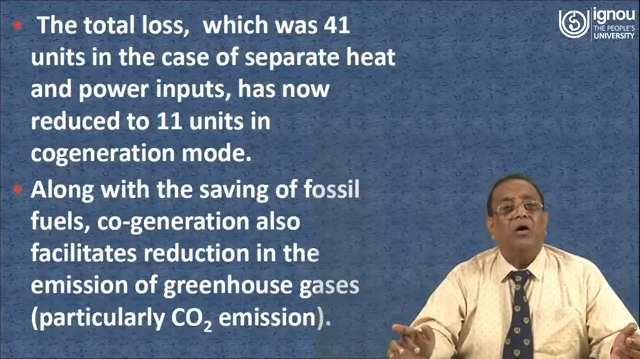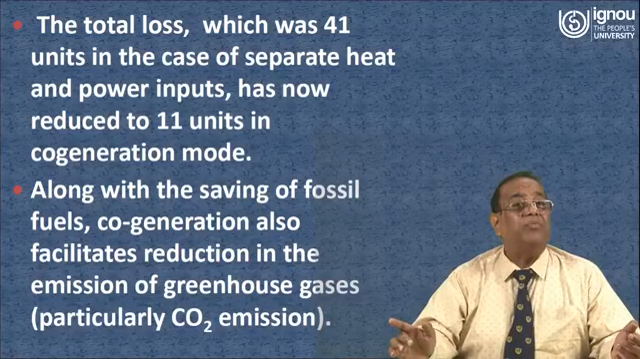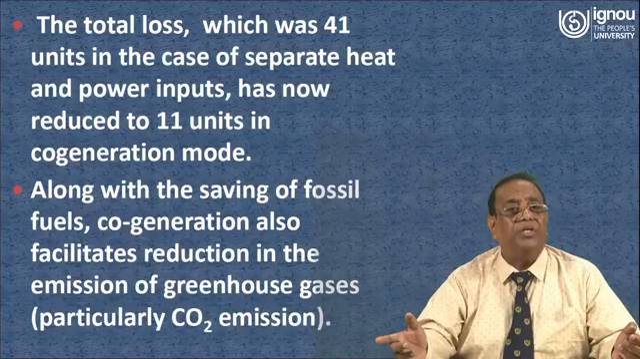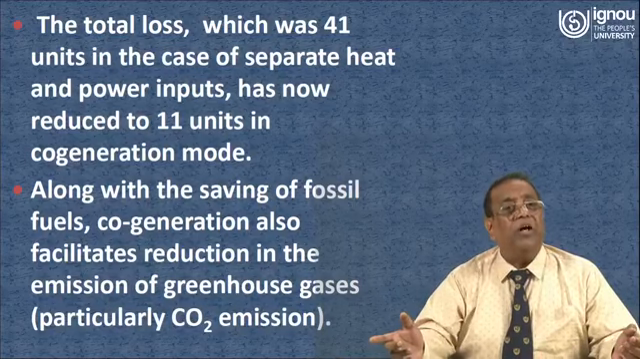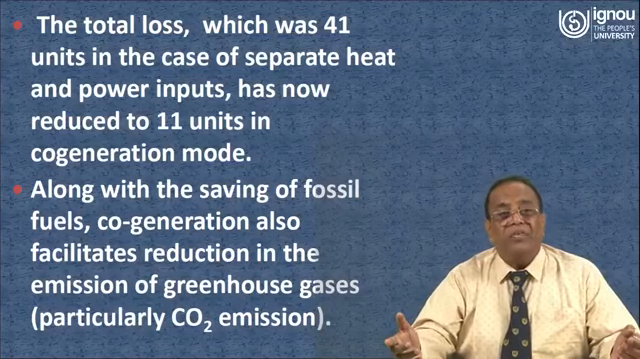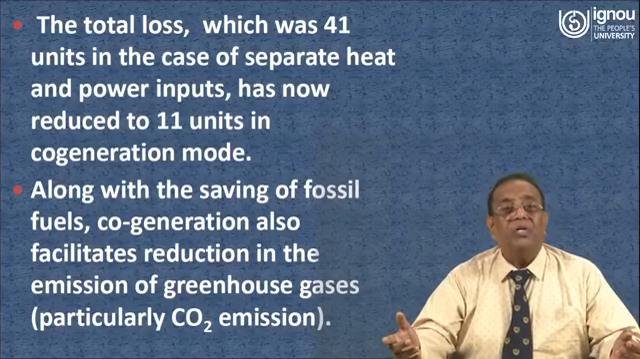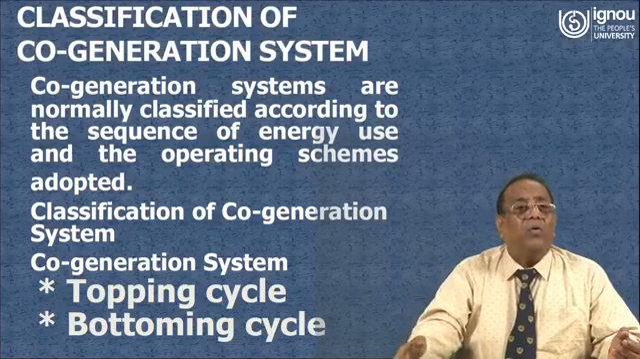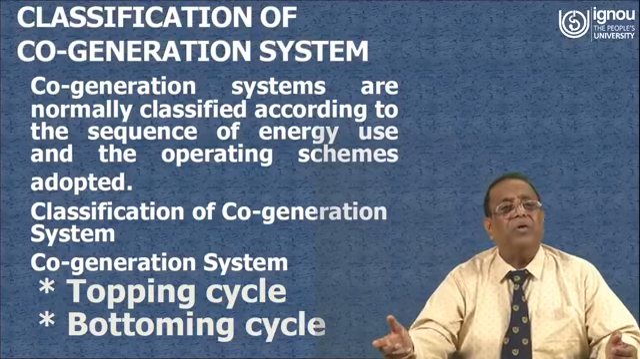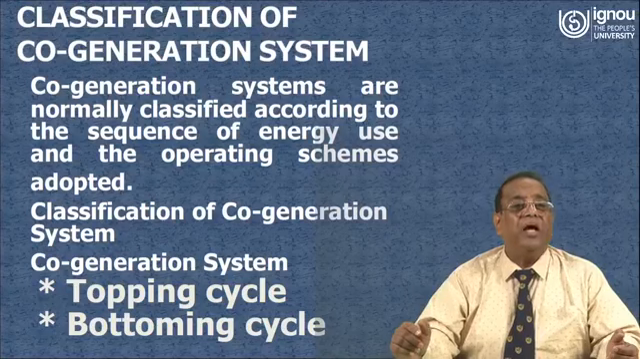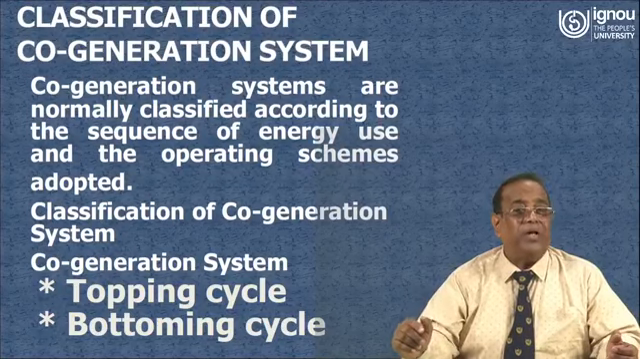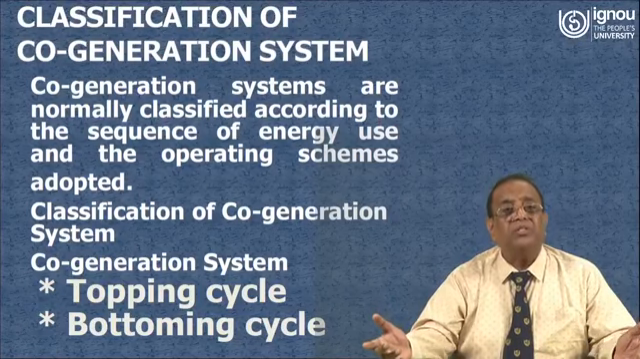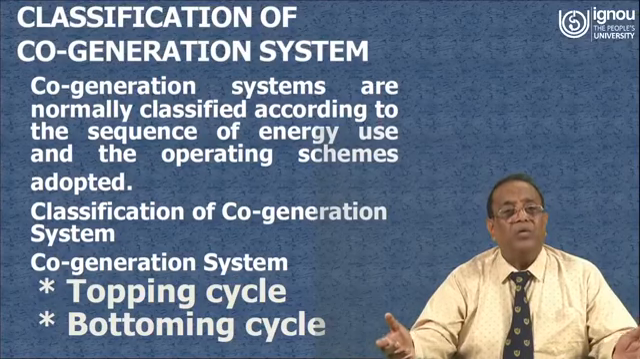The total loss, which was 41 units in the case of separate heat and power, has now reduced to 11 units in cogeneration mode. Along with saving fossil fuel, cogeneration also facilitates reduction in the emission of greenhouse gases, particularly carbon dioxide. Cogeneration systems are normally classified according to the sequence of energy use and the operating schemes adopted, like the topping cycle cogeneration system and the bottoming cycle cogeneration system.